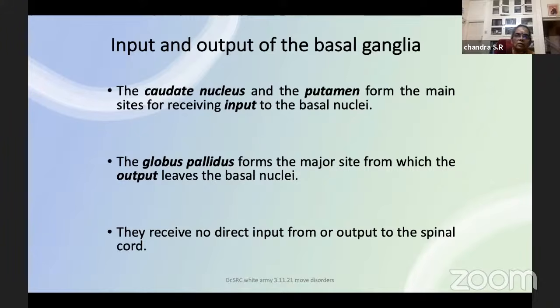There is so much complexity in this. We will not need that. Just know the basic, very clear principle that input is through the striatum, output is through the pallidum, and to the spinal cord it is through the brainstem nuclei. So input through the striatum, output through the pallidum, and to the spinal cord, output is through the brainstem nuclei, not directly to the ventral horns in the spinal cord.